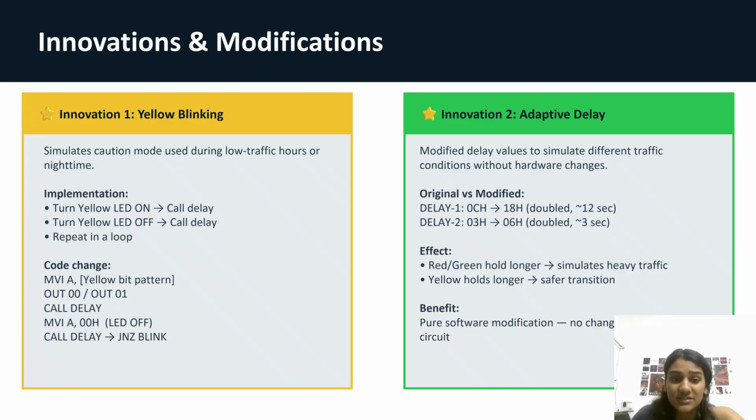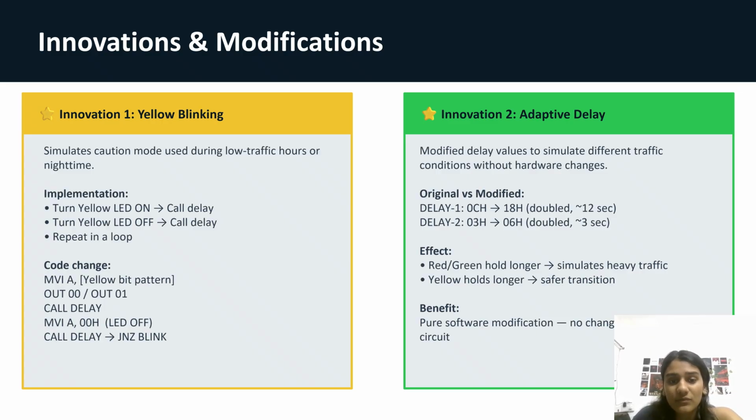So this is no longer yellow, it is a time-based toggling of the LED state. Innovation 2 is the adaptive delay. Second, I implemented adaptive delay to simulate different traffic conditions. Instead of changing hardware, I modified the delay values in software.